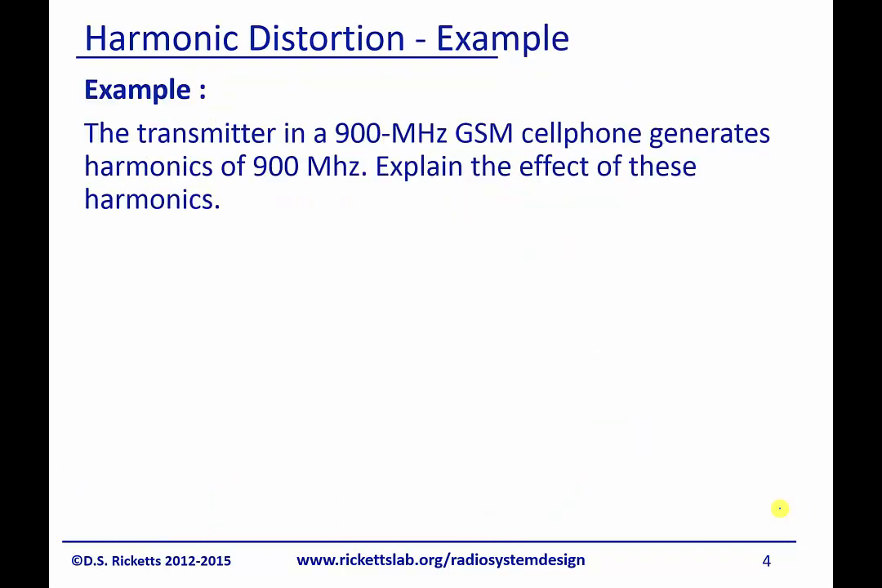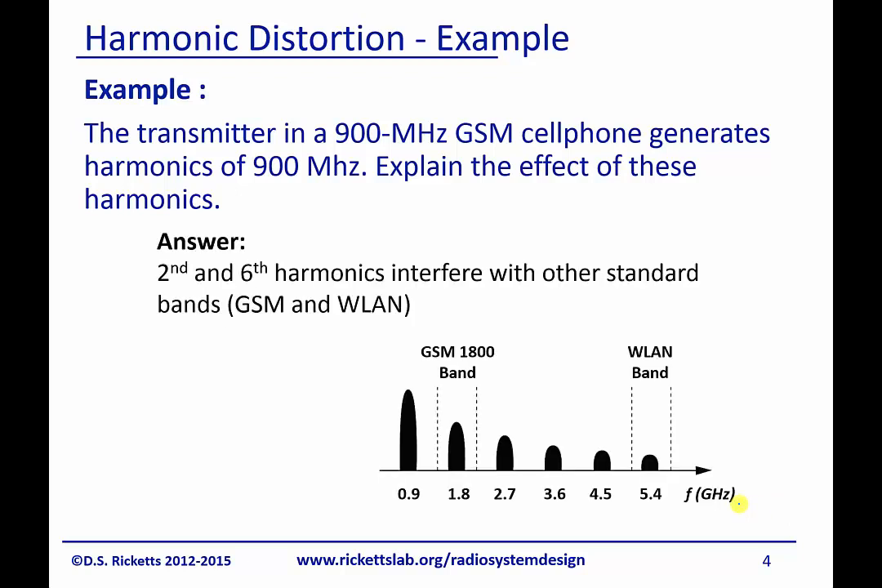So let's look at an example. If we have a transmitter from a 900 megahertz GSM cell phone, it generates harmonics of 900 megahertz. Explain what might be the effects of these harmonics. And you're probably thinking, okay, I'm going to generate 900, 1.8 gigahertz, and so forth. But if you actually plot this out, it turns out that the second and the sixth harmonic land right on top of other communication bands. So this becomes a real problem when your harmonics are disturbing an adjacent band.